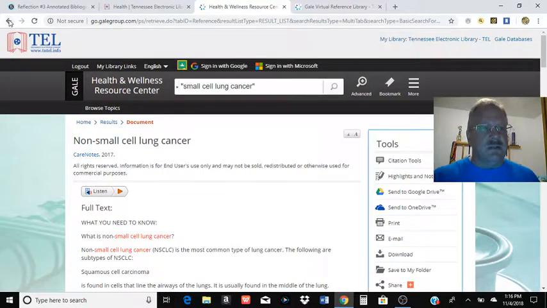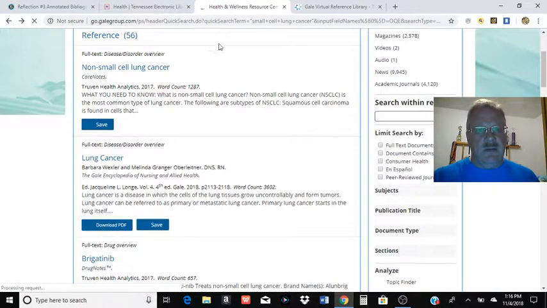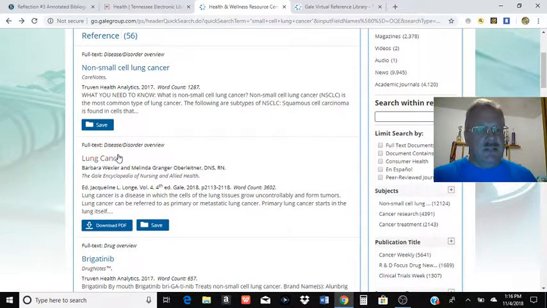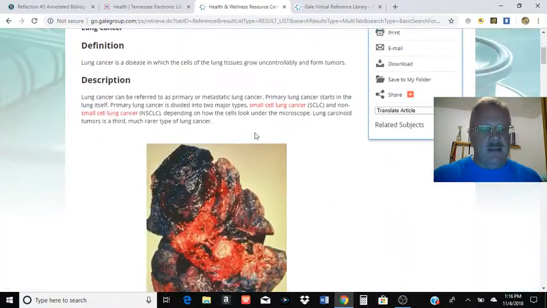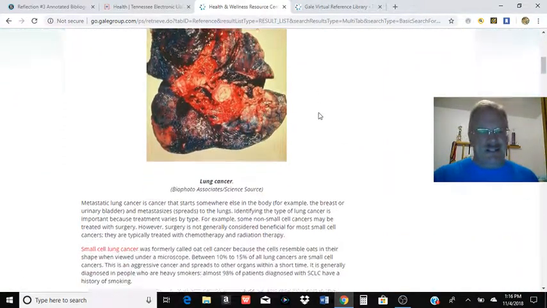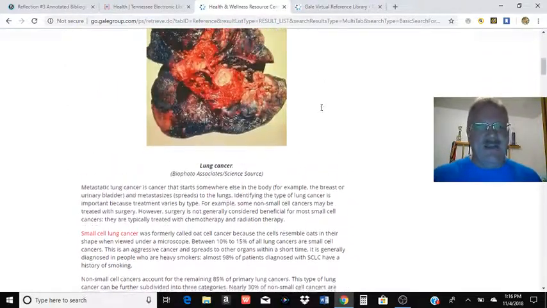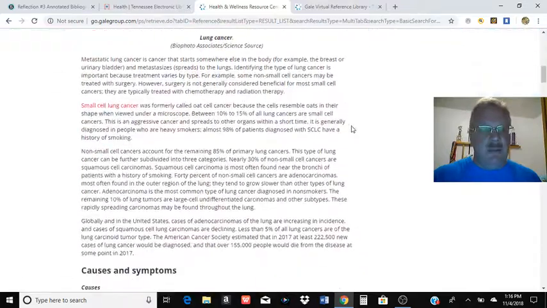This article doesn't look so wonderful. I'm trying to hit the back button. We'll try this Gale Encyclopedia of Nursing and Allied Health, and it takes a little while. There we go. There's what, if you want to start smoking, that's what your lungs are going to look like, right? If you like that image, it's kind of gross, but if you want to use that image in your essay, that might be a good one.